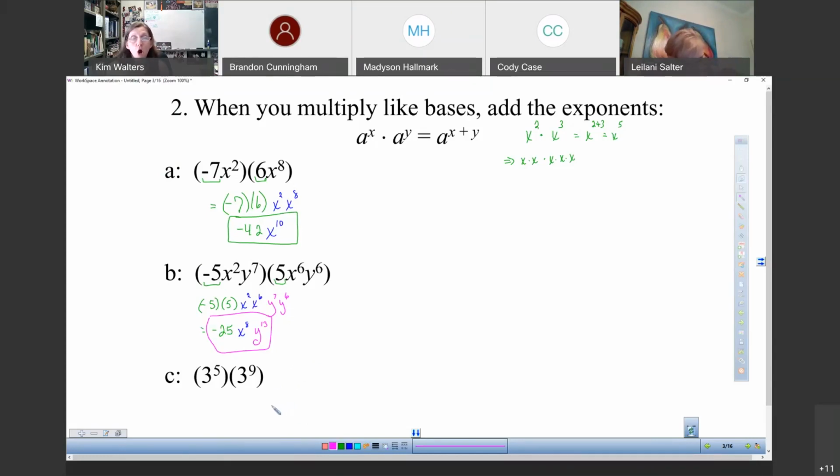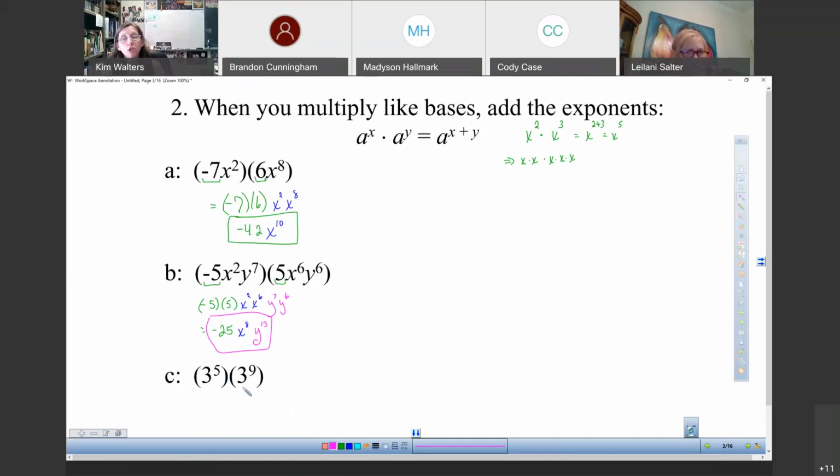All right, part C. You can do this a couple of different ways, but I'm going to tell you what they want you to do. They don't want you to pull out your calculator and do 3 to the 5th power and 3 to the 9th power. That is a big, gigantic number. It is bigger than a number I want to write, at least to begin with.